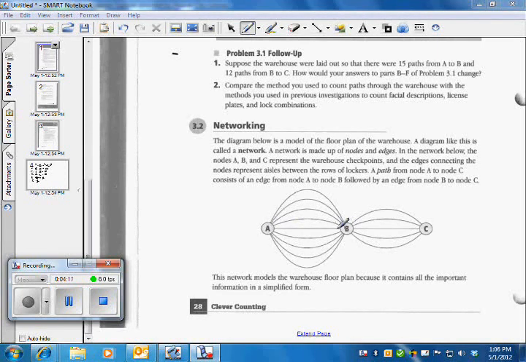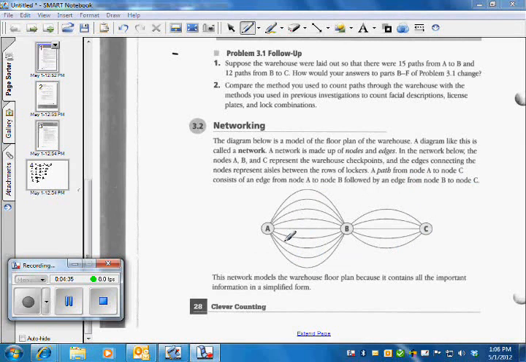If you remember, from checkpoint A to checkpoint B, there were 9 paths. So 1, 2, 3, 4, 5, 6, 7, 8, 9. These edges all represent the paths from A to B. A path from node A to node C consists of an edge from node A to node B, followed by an edge from node B to node C.